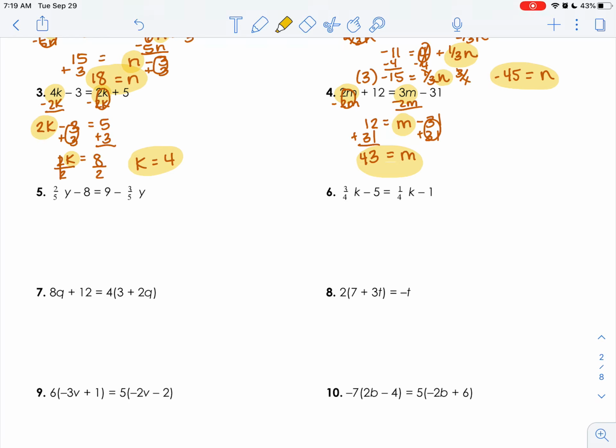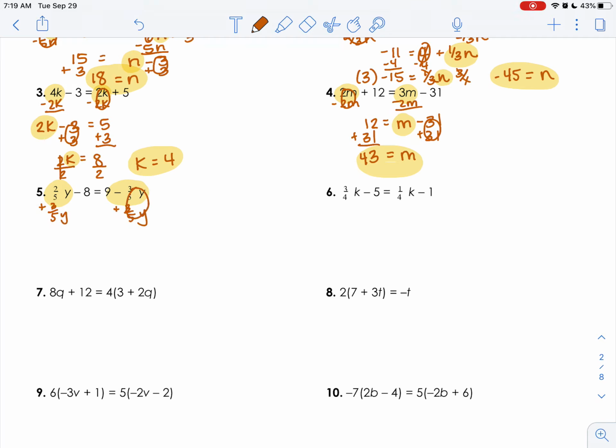Looking at number 5, I have 2/5 y minus 8 equals 9 minus 3/5 y. So I also have y's on both sides, and this is like a negative 3/5 y. I want to keep that in mind. So just as usual, even though there's fractions, I want to get these on the same side. So in order to keep things positive, if I subtract 2/5 and I have negative 3/5 minus 2/5, I'm going to get a more negative number. But if I move the 3/5, I can add it. So I'm going to add 3/5 to both sides.